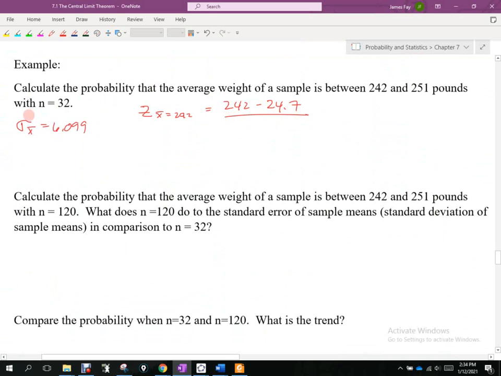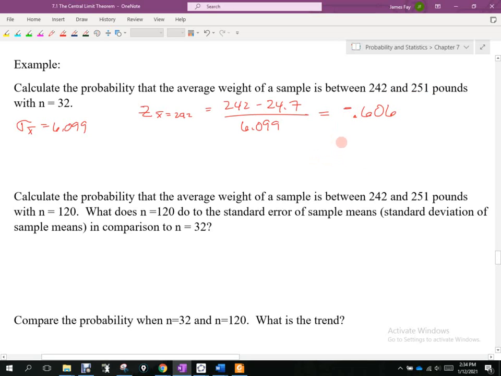245.7, and we're going to divide then by the 6.099 number, right? Okay, and that will give me one Z score. What did you guys come up with on that one? Should be negative... say again? Negative 0.606. You guys agree with that?